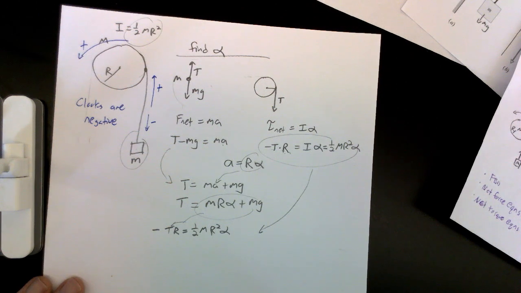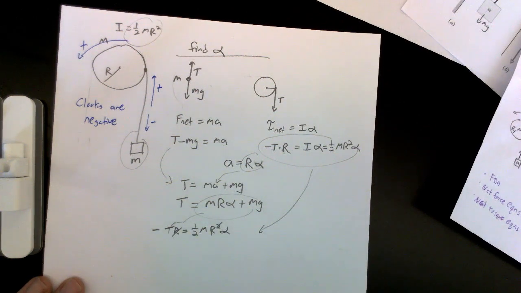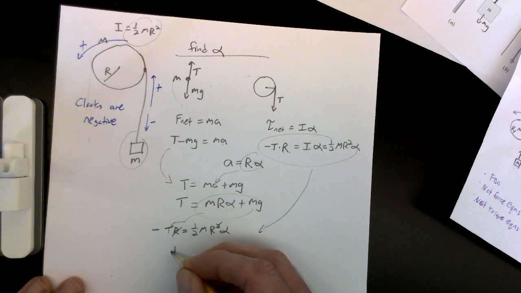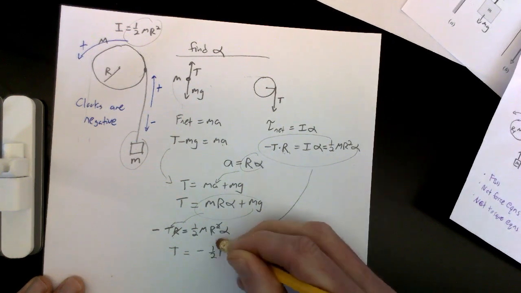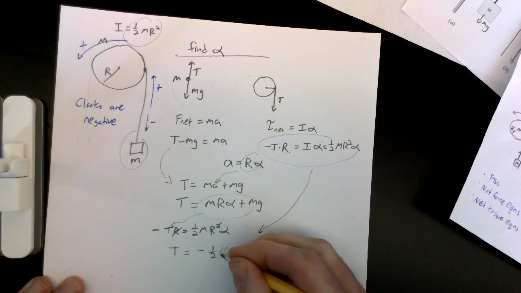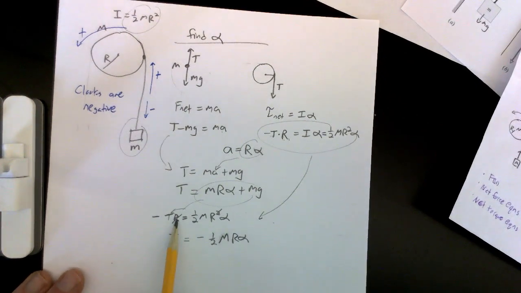So let's see. Let's actually do this. Let's change this. First of all, that R can go away with that. Okay, that's better. So now I'm just going to write this as tension is going to be minus 1/2 big M times, oops, that's not a big M, that's a little m. Big M times R times alpha. So see what I did here? I just got rid of one of the R's and I brought the negative to the other side.